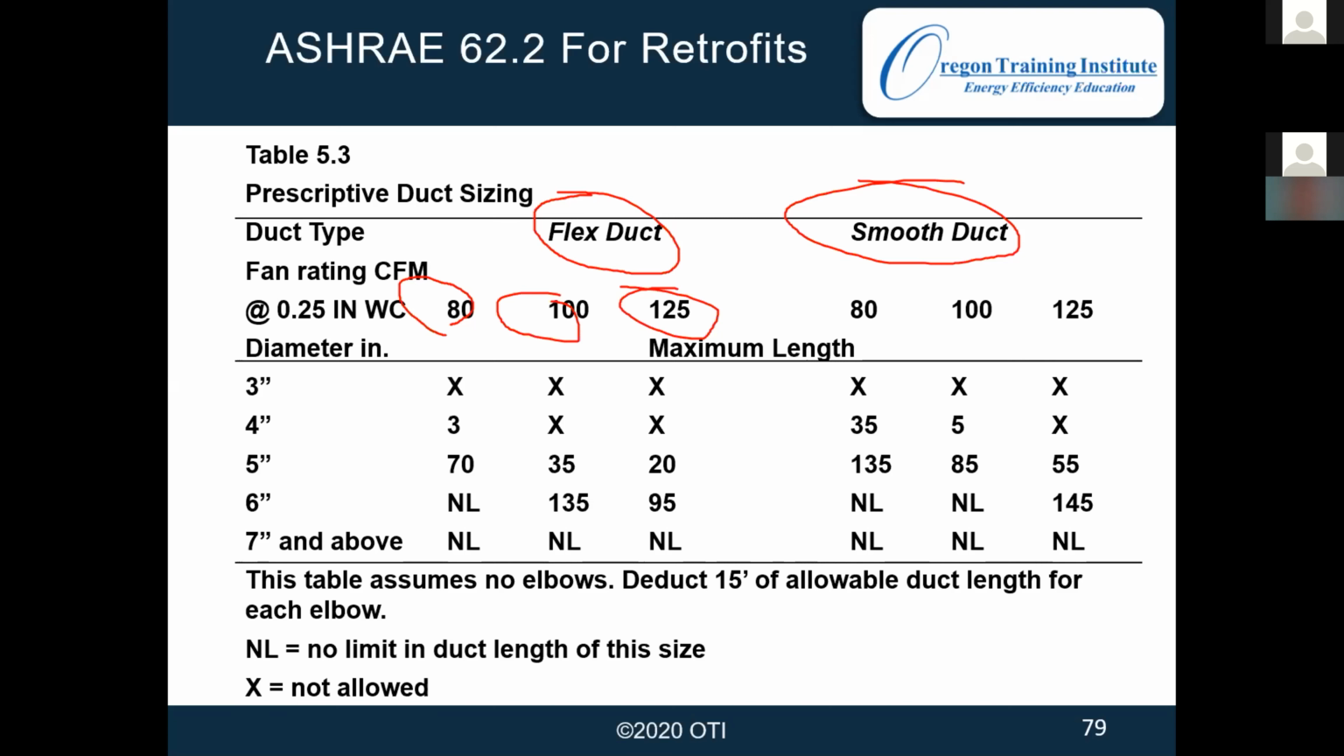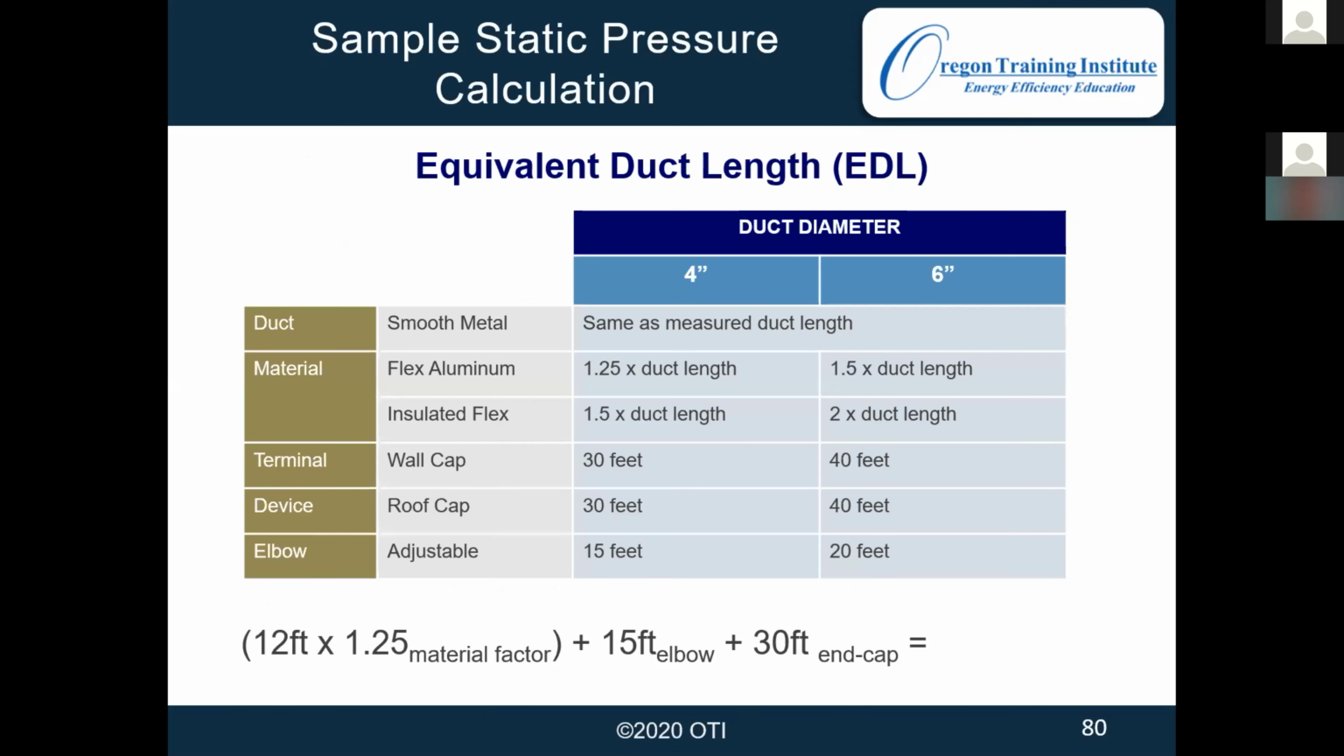So this is prescriptive duct sizing, which goes well with this chart. Also in ASHRAE, this is the equivalent duct length. The last chart was our maximum length. This one is going to estimate our equivalent duct length, so we make sure we don't go over the last prescriptive one.